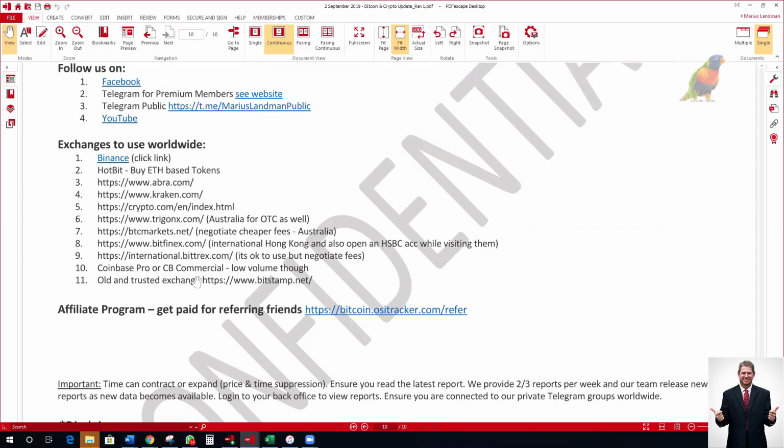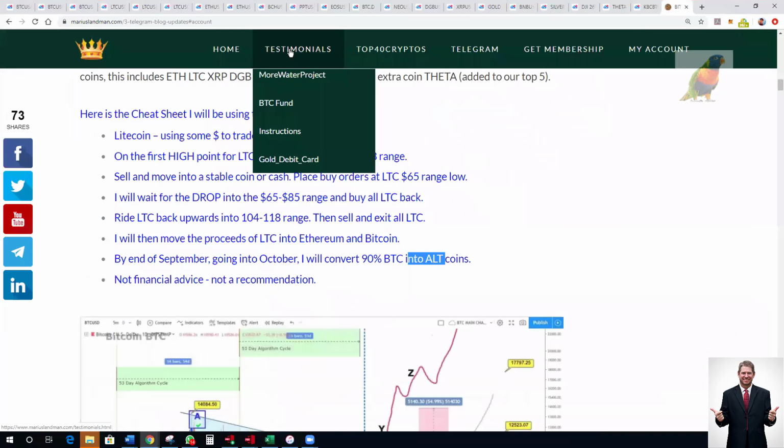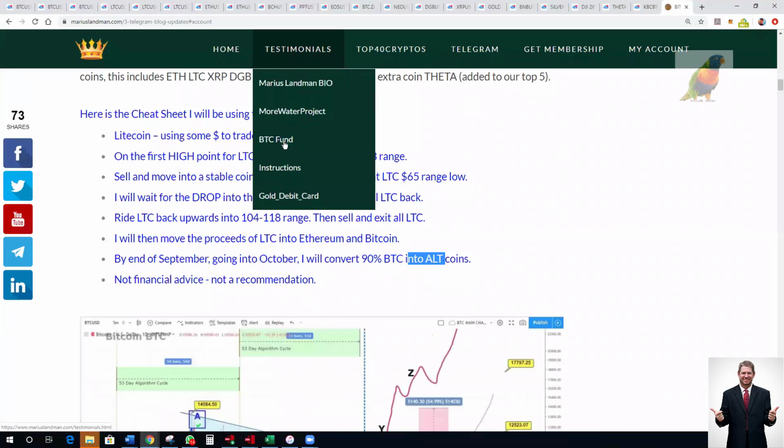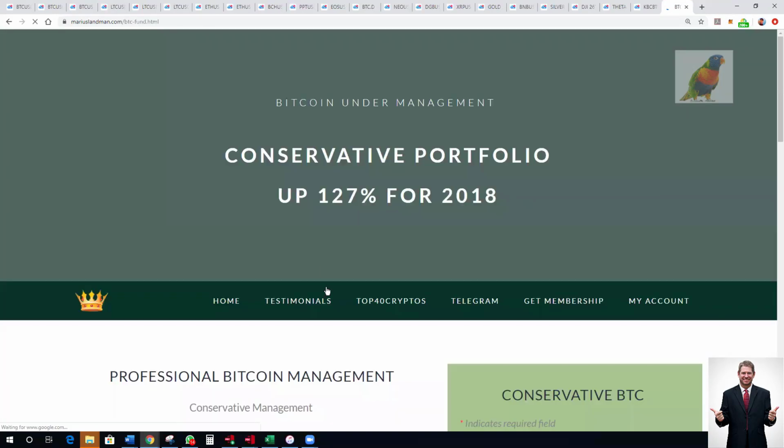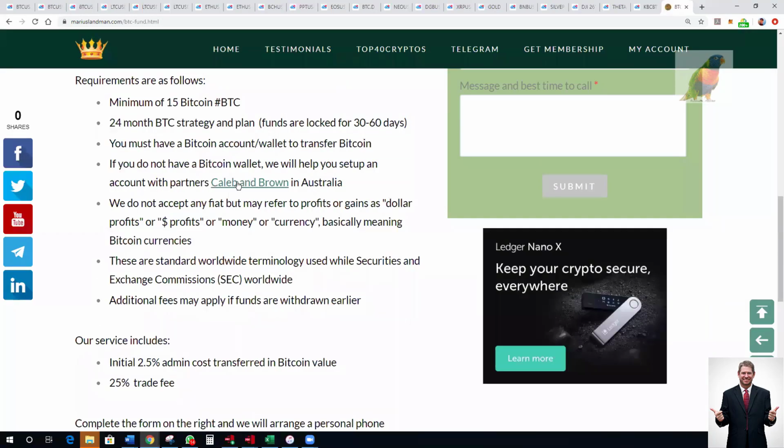One of the other things that you may want to do, only if you are trading a huge amount of money, guys, is go to the website and click on Bitcoin Fund. If you go down to the bottom, there's a link there. Click on that one and you'll go into Caleb and Brown, in Australia.